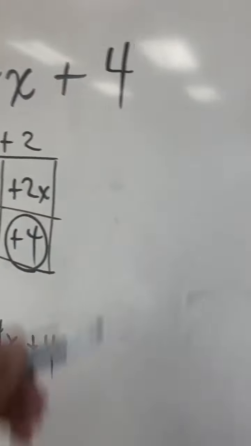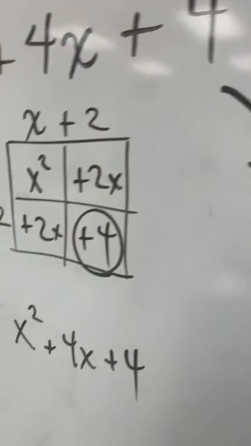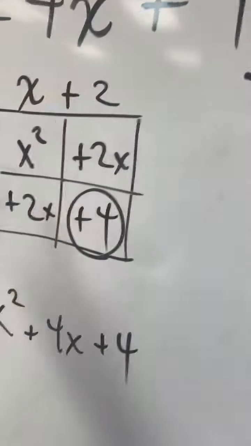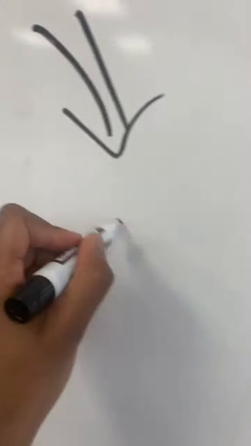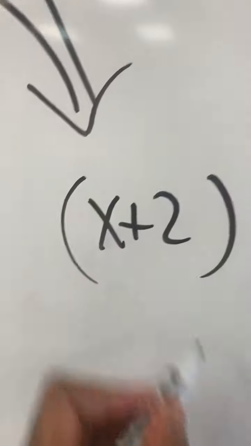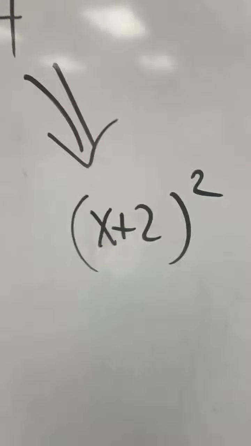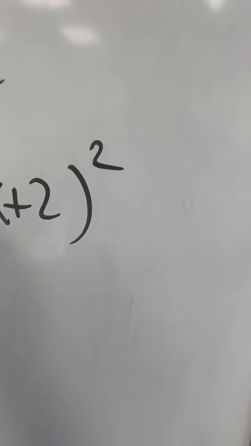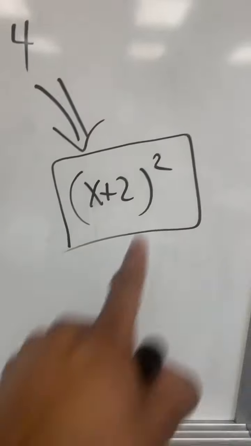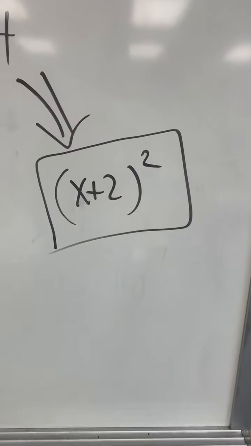And the reason why we call it completing the square is because let's look at what the box says. I have x plus 2 times x plus 2. I have x plus 2 times itself. We've turned this expression into a perfect square. Remember, second power indicates a perfect square.